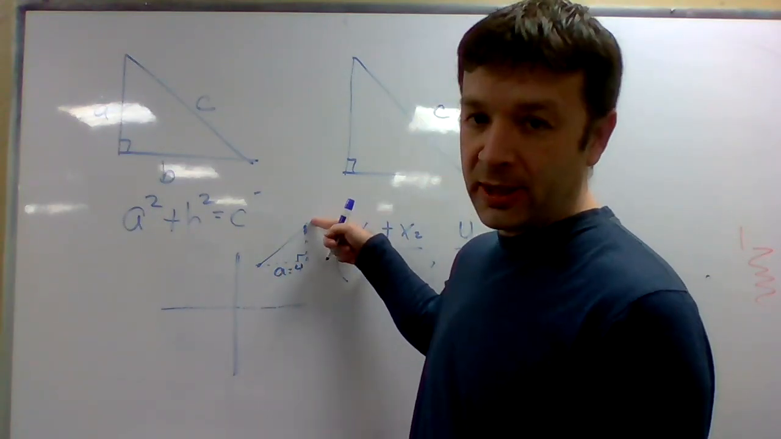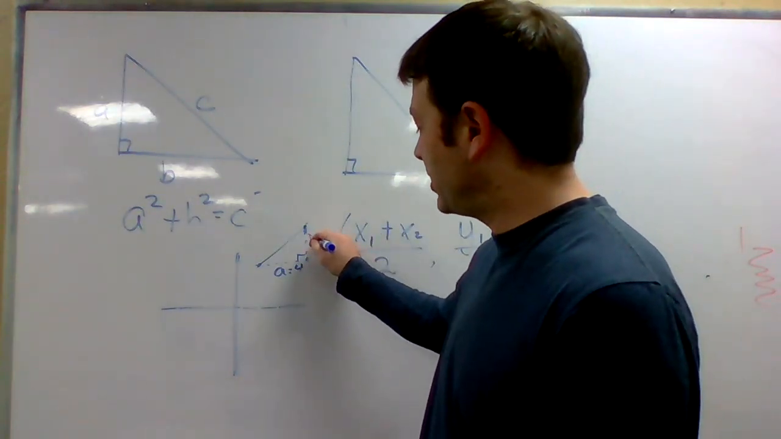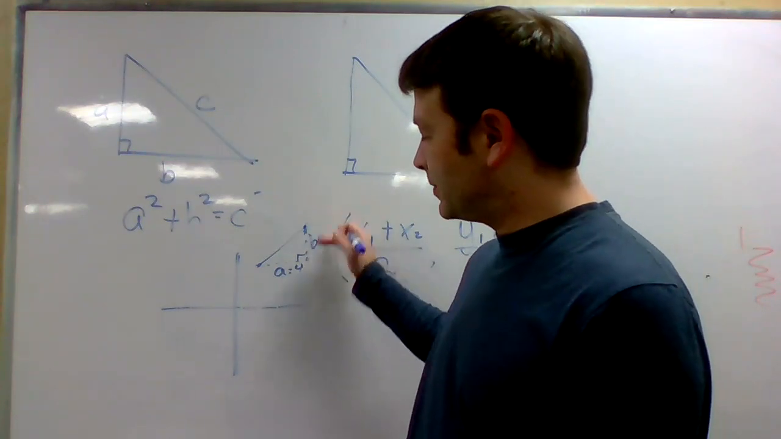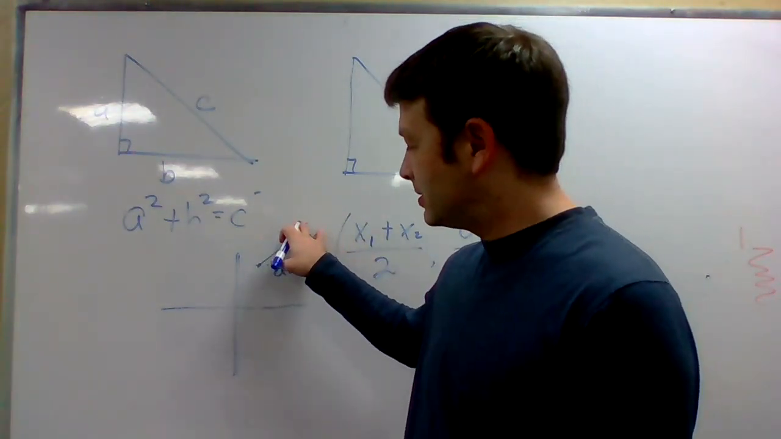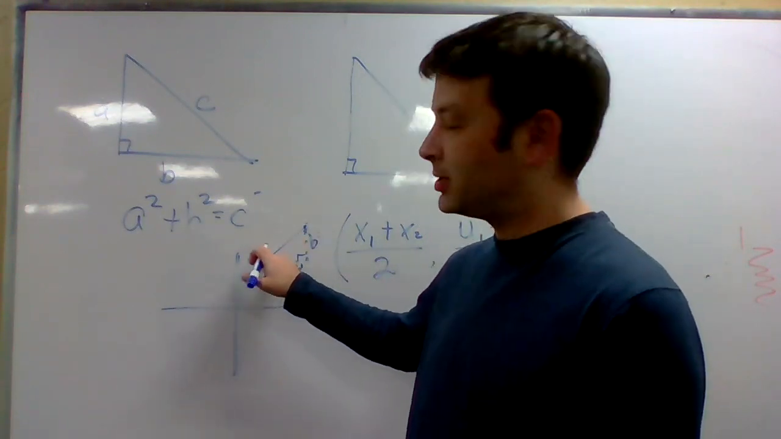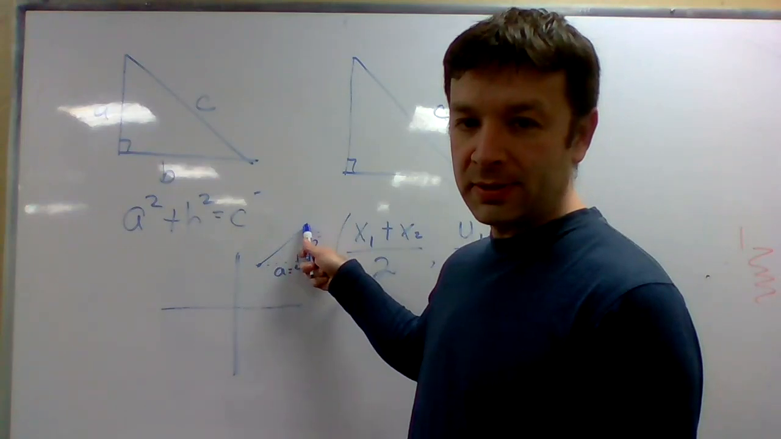And the up and down line would be the difference in the y values. Okay, that'll be like our b. It'll be the difference in the y values. Once we have a and b, we can use the Pythagorean theorem to find c, the hypotenuse, which also happens to be the length of this little segment.